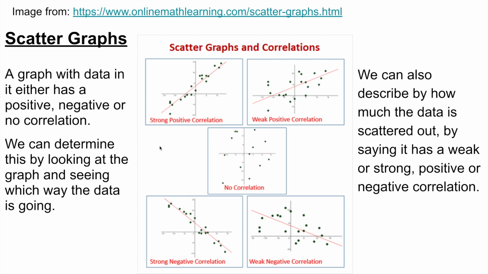Lastly, scatter graphs. A graph with data in it either has a positive, negative, or no correlation. We can determine this by looking at the graph and seeing which way the data is going. We can also describe how much the data is scattered out by saying it has a weak or strong, positive or negative correlation.